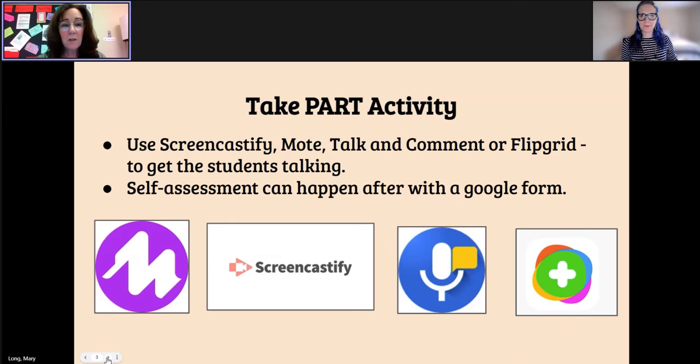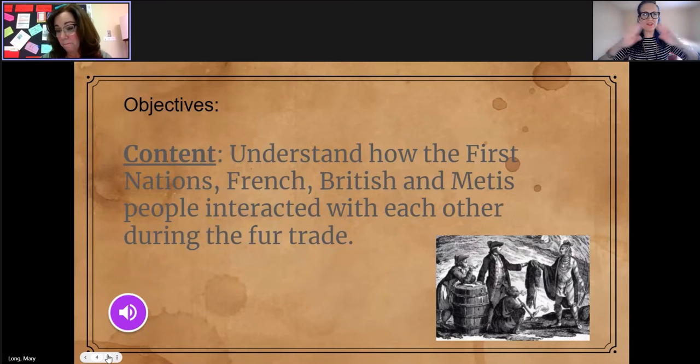So with the take part activity, you can use Screencastify, Mote, Talk and Comment, or Flipgrid to get your students talking. It's so important to get our ELLs talking, and all students talking really, but these are the different tools that you can use for that. And self-assessment can happen with a Google form at the end, and I'm going to show you that at the end. I love this. So all those tools, just so you know, we've got videos for all those tools. They're so easy to use, all of them free, all of them possible on Chromebooks, all of them easy, but you're going to take us through what they actually did on these.